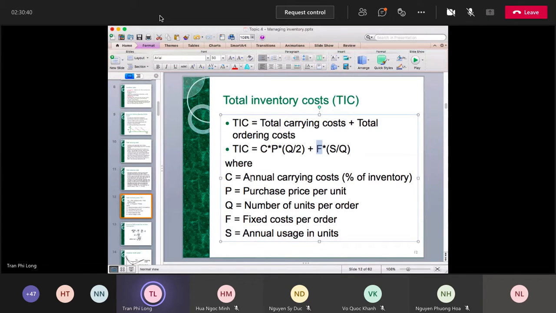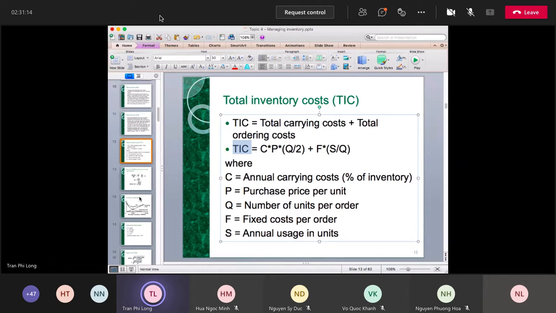where C is the annual carrying cost. And remember, C must be in the percentage form. And P is the purchase price per unit, okay? And Q will be the number of units per year. And F is the fixed cost. S is the annual usage in unit, okay? So we need to solve Q in order to minimize the total inventory cost.